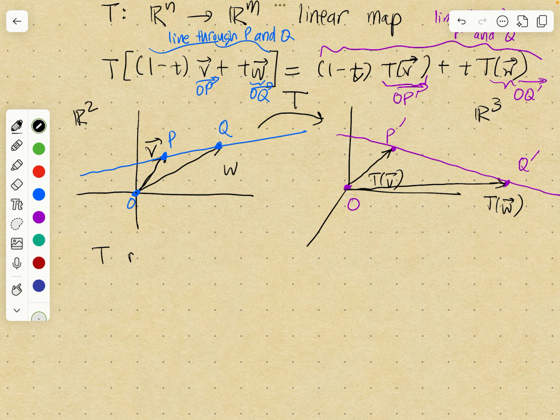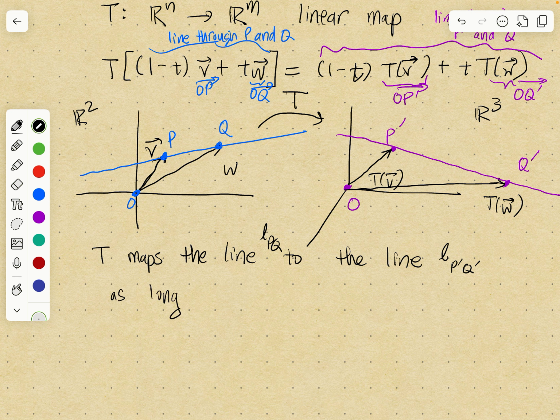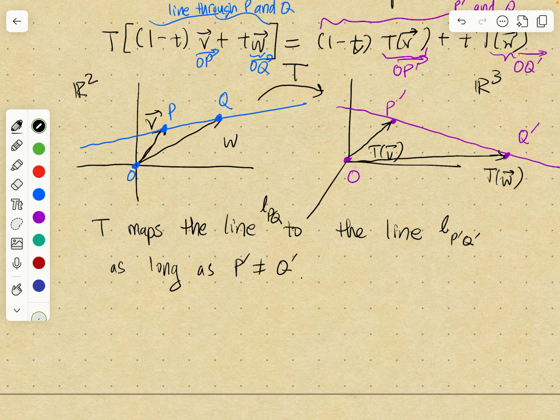So T maps a line, I should say it maps the line through P and Q. What's the notation for the line through P and Q? LPQ to the line LP prime Q prime, where P prime is the image of P and Q prime is the image of Q, as long as P prime is not equal to Q prime. If P prime is equal to Q prime, then you just have a point, right? You don't have a line. So let's take a look at that.